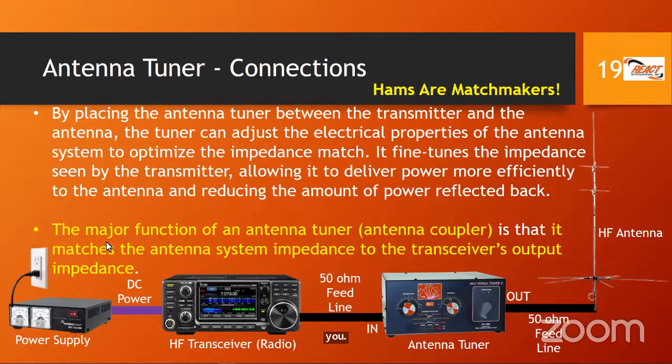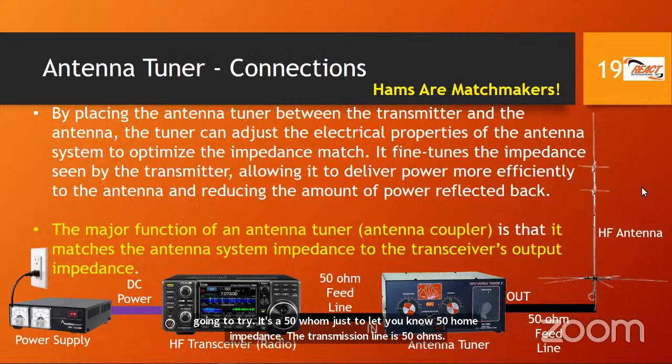And this is an exam question that we have here. It says the major function of an antenna tuner, also called an antenna coupler, is that it matches the antenna system's impedance to the transceiver's output impedance. So remember, that's what we're trying to do. Just to let you know, it's 50 ohm impedance. The transmission line is 50 ohms. The HF antenna, we'd want it to be 50 ohms. Many antennas are not 50, and that's why we have to tune it or use an antenna tuner so that we get 50 ohms and have a nice match. Inside of here is where the match occurs. And we have a very nice tune on the transceiver, maximum output transmission.